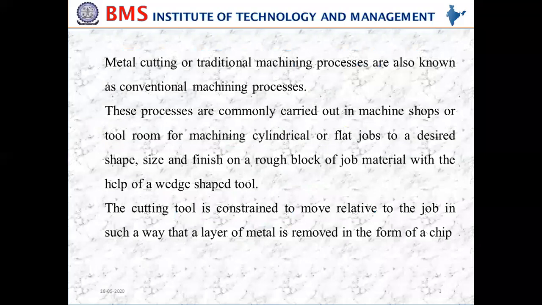In order to manufacture, the metal has to be removed from the metal surface. That is called the machining process. These processes are commonly carried out in the machine shop, or we can call it the tool room. A machine tool is nothing but what is used for machining purposes. Machining is removing the excess material from the surface of the workpiece.